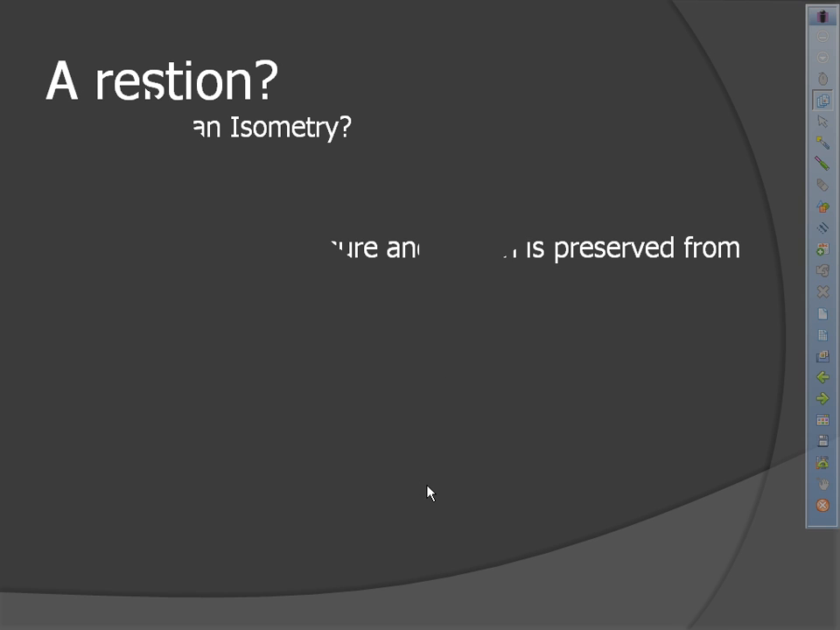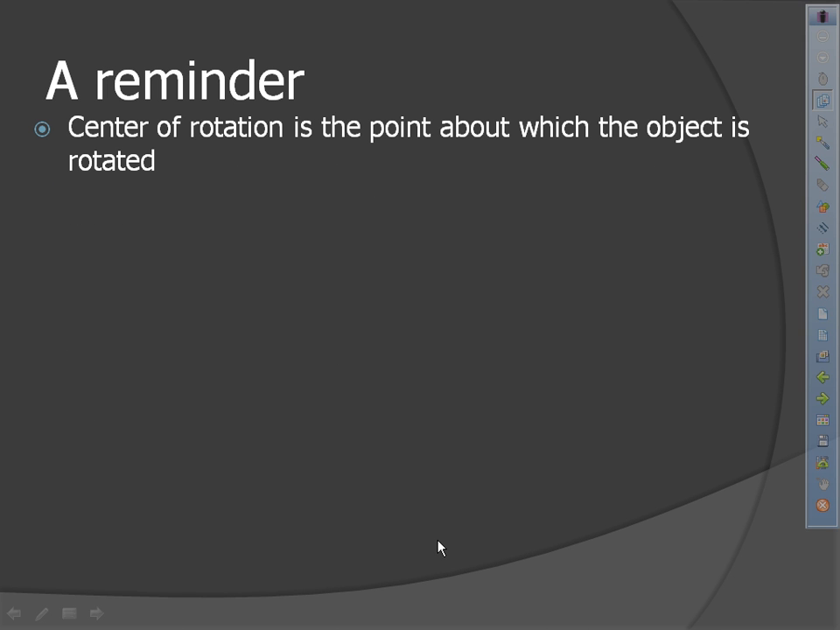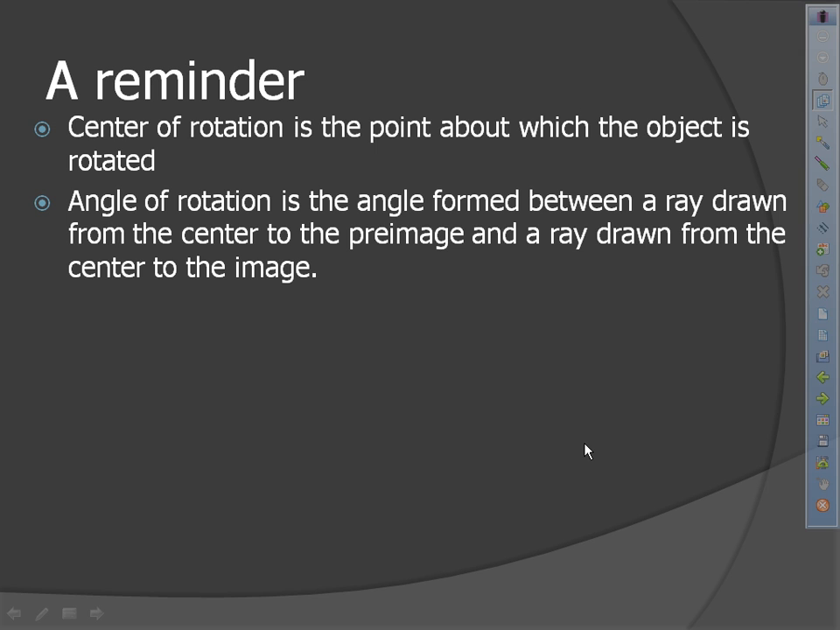Okay, so much like our work with reflections, we're actually going to visit GeoGebra to develop a way to talk about coordinates with rotations. But I do have a couple things that I want to remind you about. First and foremost, when we rotate things, we rotate it about a center of rotation. In the past, this center of rotation has been the origin. It doesn't have to be, though. In fact, we'll look at a quick example of where we would actually translate it from something else. We also have the angle of rotation. The angle of rotation is the angle formed between a ray drawn from the center to the pre-image and a ray drawn from the center to the image, or just the angle that we rotated it.